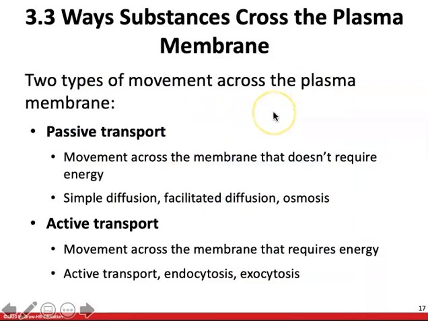There are two types of movement across the plasma membrane. There's passive transport, which is movement across the membrane that does not require any energy. This will be things like simple diffusion, facilitated diffusion, and osmosis. And then there's active transport. Active transport is when we have movement across the membrane that requires energy. That's where we get the active from. Some examples would be active transport, endocytosis, and exocytosis. All of these require the input of energy in order to get molecules across the plasma membrane.